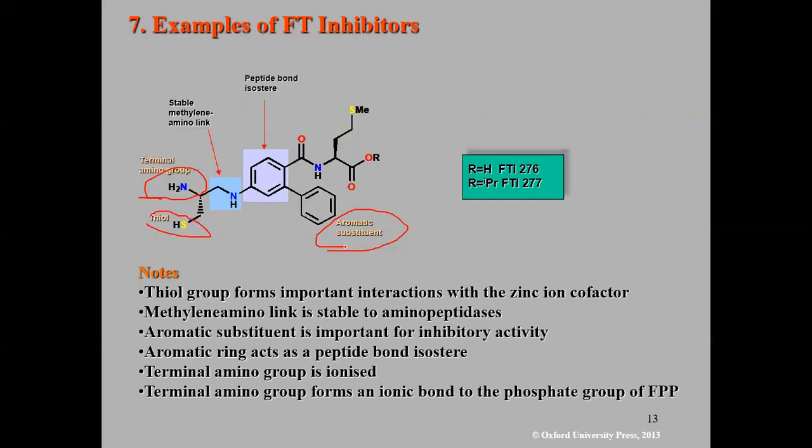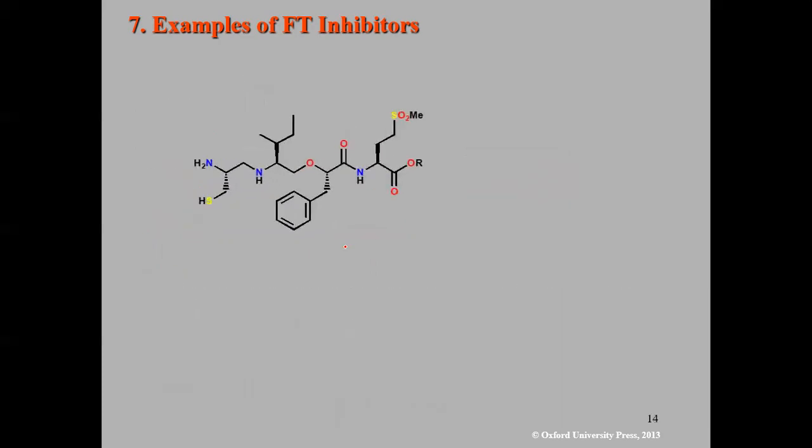So the terminal amino group, when it is ionized, when it becomes positively charged, it's going to have the job of the magnesium ion, and that will be binding or interacting with the pyrophosphate group. Okay, the terminal carboxylate group is important for binding, so that's why they just mask it with the isopropyl. Another example of the farnesyl transferase inhibitors, the L739750 and the L744832.